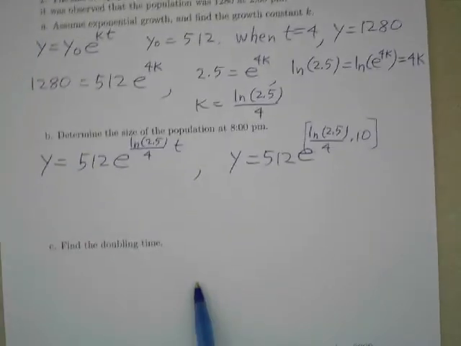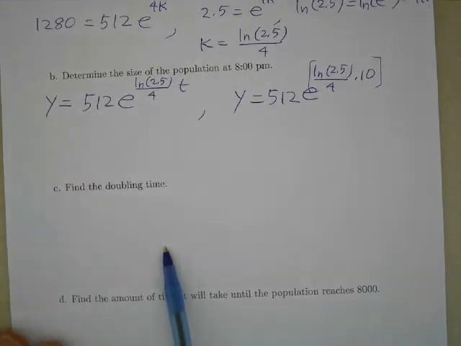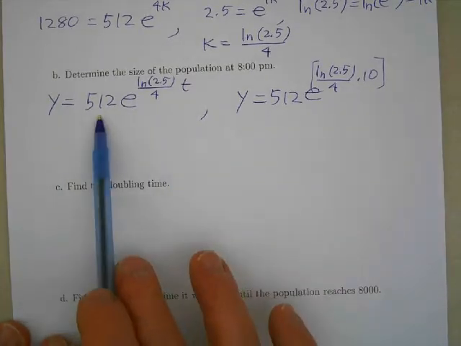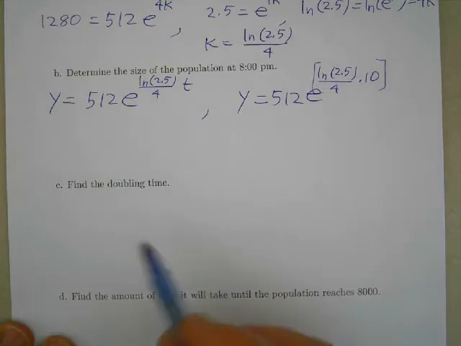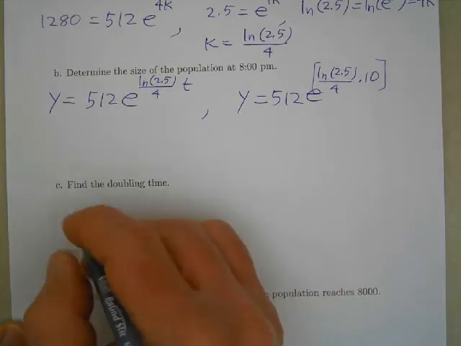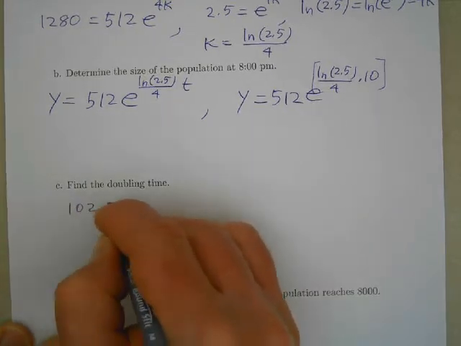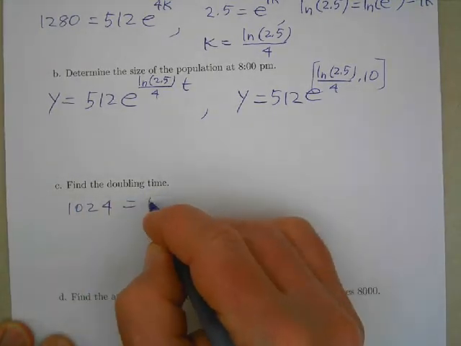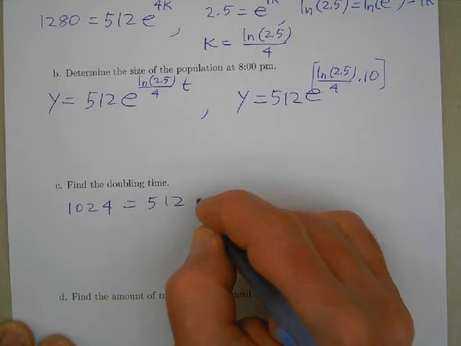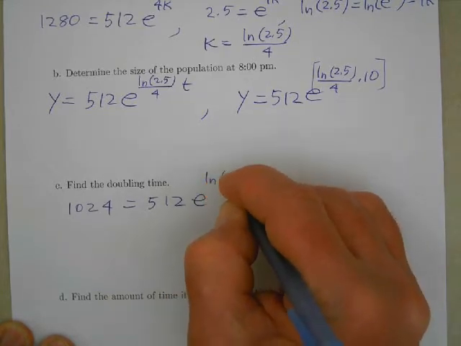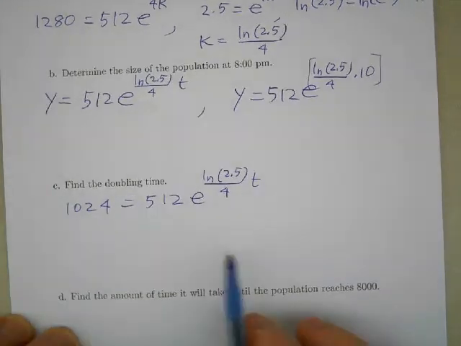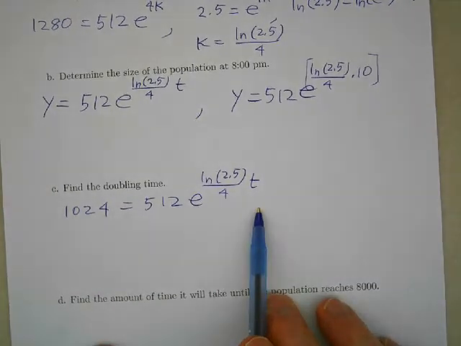In part C, find the doubling time. Since we have exponential growth, it's just a matter of time until the initial population doubles. And when it doubles, the population will be 1,024. So we replace y with 1,024, set it equal to 512 times e to the natural log of 2.5 over 4 times t. Then we solve this for t. That will be the doubling time.